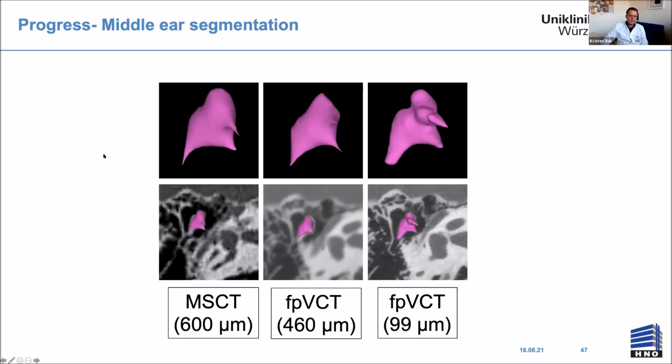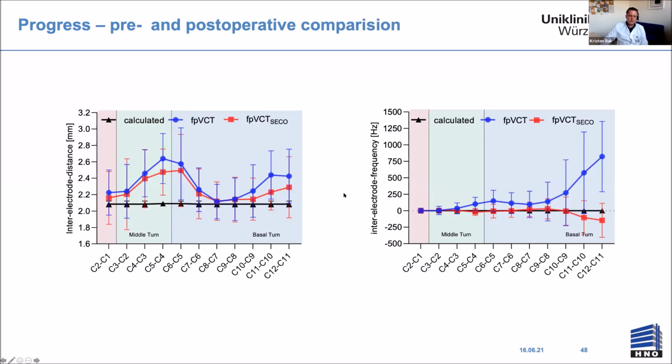At the end, I would like to show you some pictures of the middle ear segmentation. We also tried the different imaging possibilities, and you can see here with a 99 millimeters flat panel volume CT, you can have a much better automatic segmentation of these ossicles performed by the software. And in another study, we are trying to evaluate how well the software measures the calculated frequencies. And here this shows also that with higher resolution, the calculation of the respective frequencies is much better.